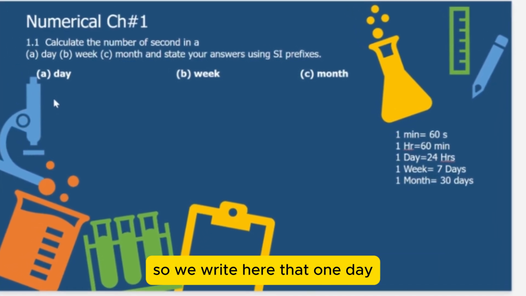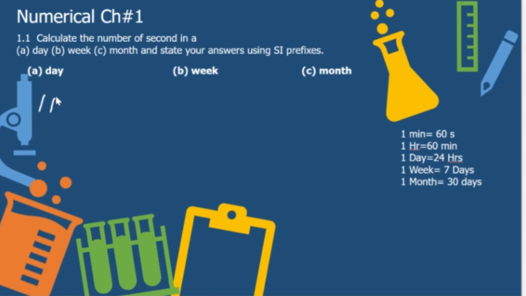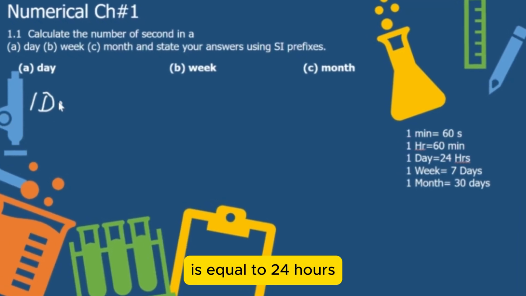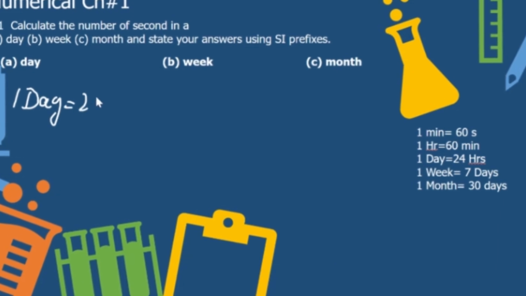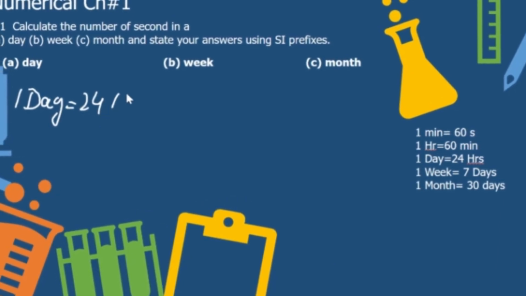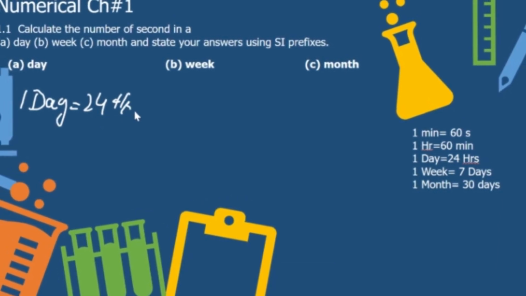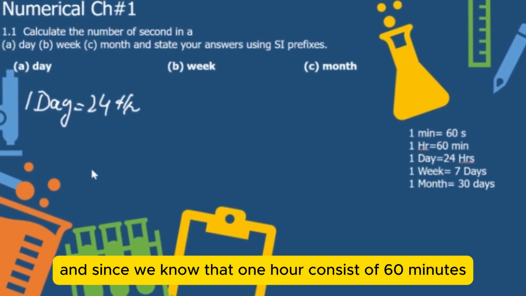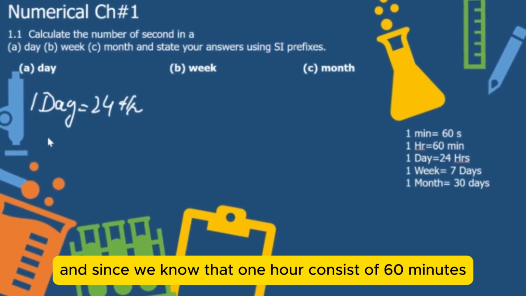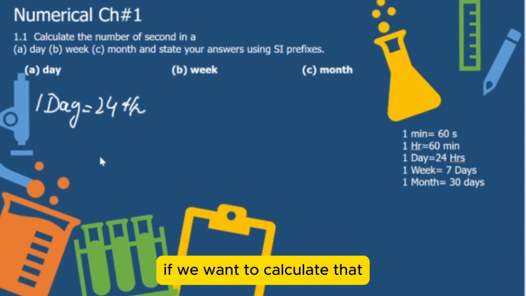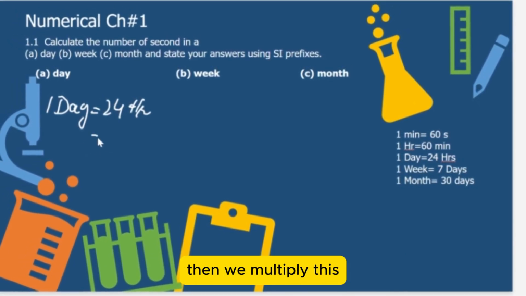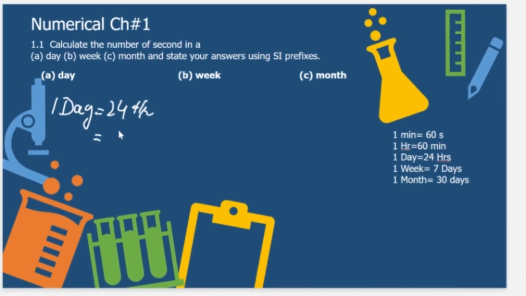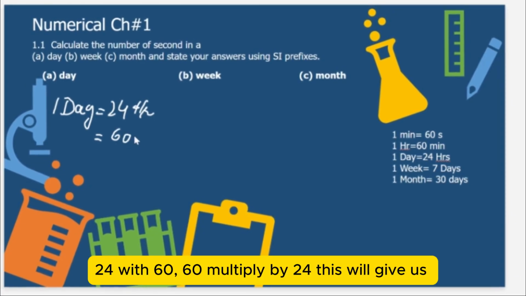Keeping this information in our head, we write here that 1 day is equal to 24 hours. And since we know that 1 hour consists of 60 minutes, if we want to calculate how many minutes are in a day, then we multiply this 24 with 60. 60 multiplied by 24.